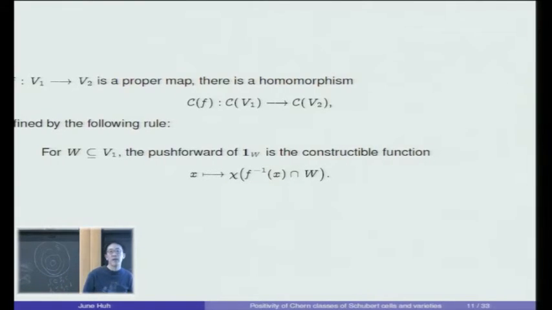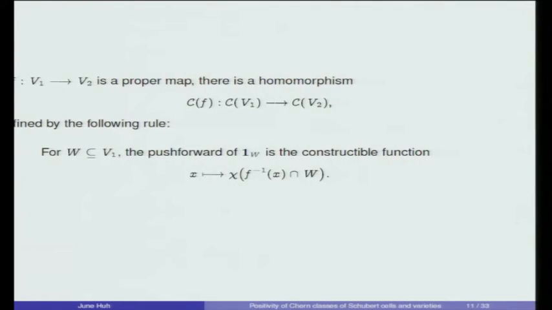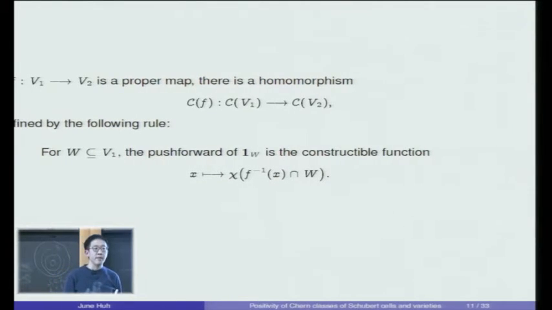I only have to define it for the generators, which are functions of the form 1W, where W is your subvariety. And then I'm going to define the push forward of this 1W to be the constructible function on V2 which is given by this formula. Whenever you have a point in the target V2, you look at the fiber, intersect with the given variety W, and take its topological Euler characteristic. That turns out to be a constructible function in the sense of the previous slide, and it defines a group homomorphism.